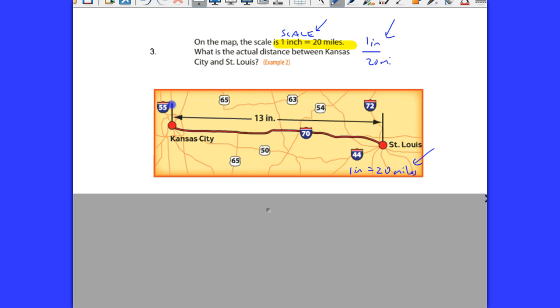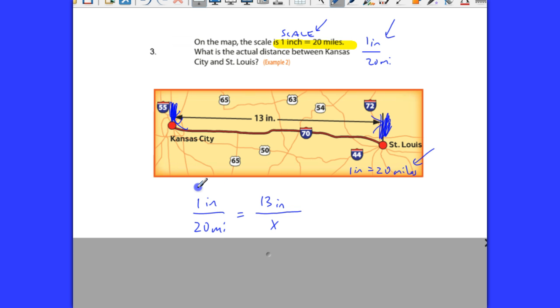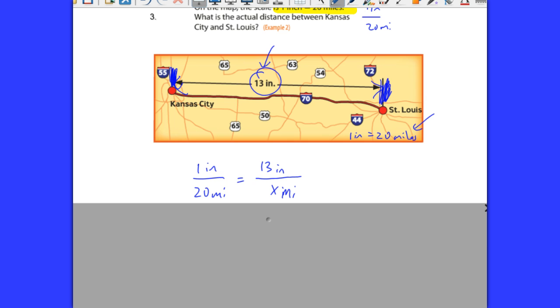And then the other piece of information, what's different here, is they use the drawing that they show you that from these 2 marks, that's 13 inches on the map, and they want to know, well, how far a distance is that actually from Kansas City to St. Louis in this case? So I simply did this ratio, or I'm sorry, this proportion, 1 inch over 20 miles, which was from here. That's equal to 13 inches, which was on the map, over how many miles? X miles, right there.